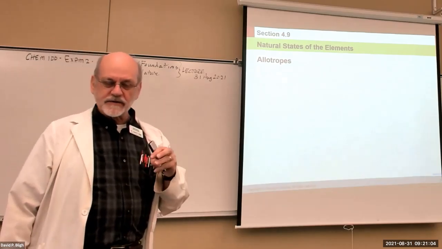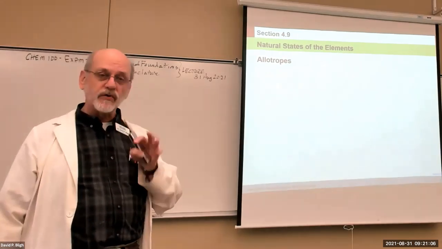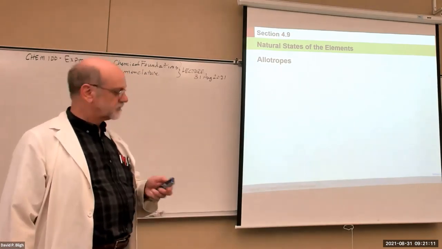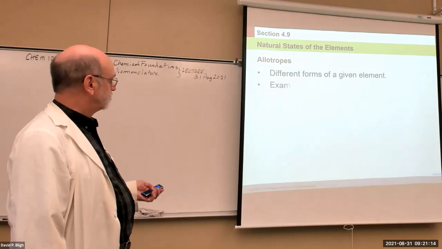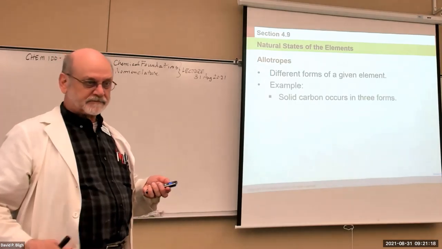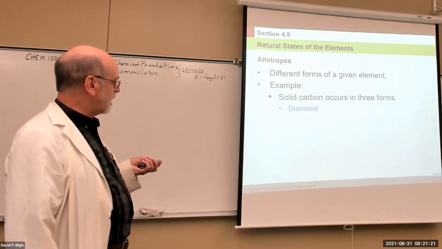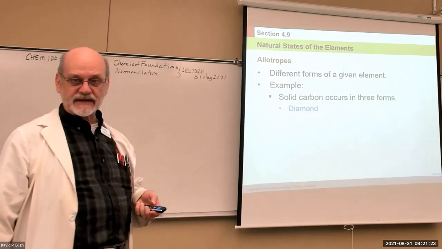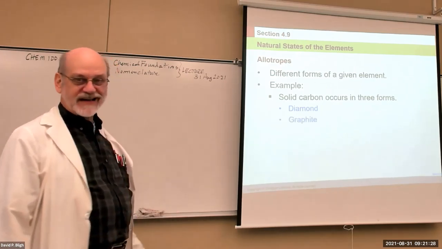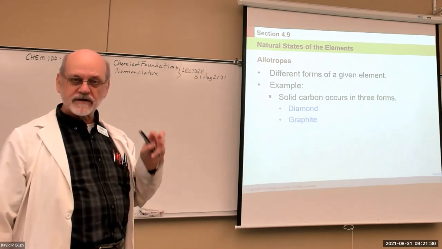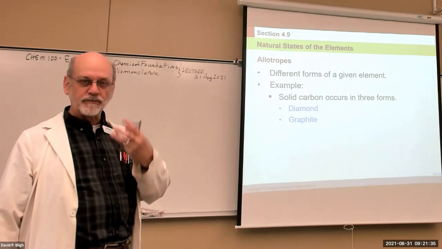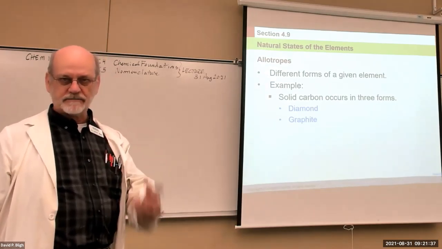Okay. Sometimes we can find pure elements in nature existing in different forms. Right? Perfect example is carbon. Carbon can be found in pure form as a diamond, right? Or it can be found as graphite. They're different physical arrangements of carbon atoms, but they're still pure carbon elements.